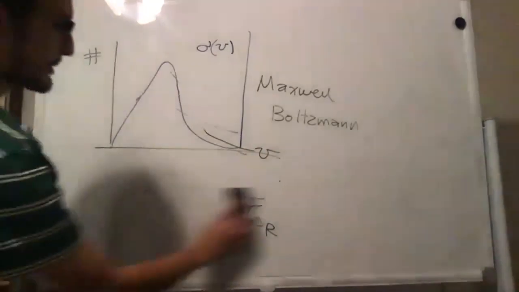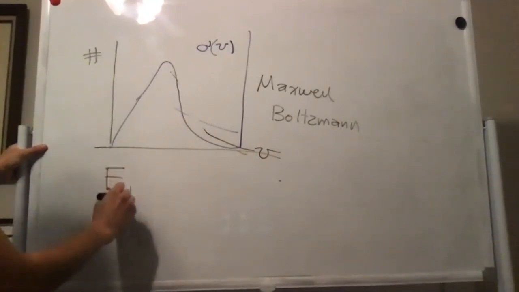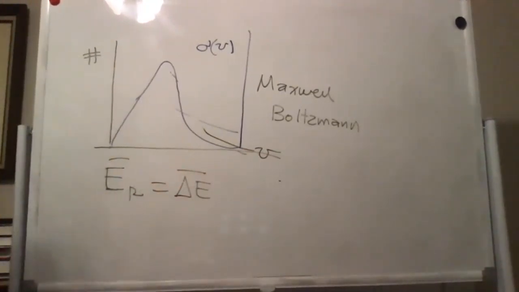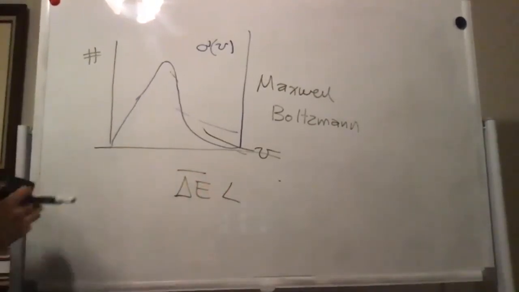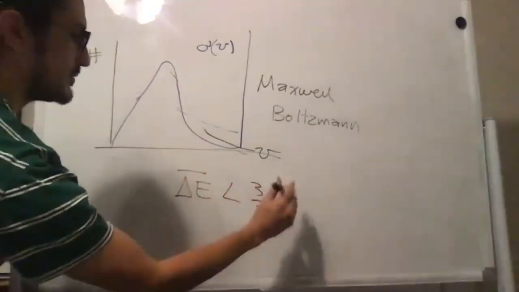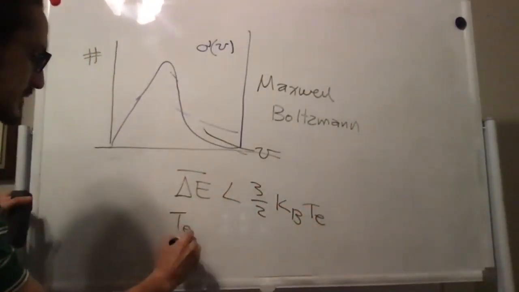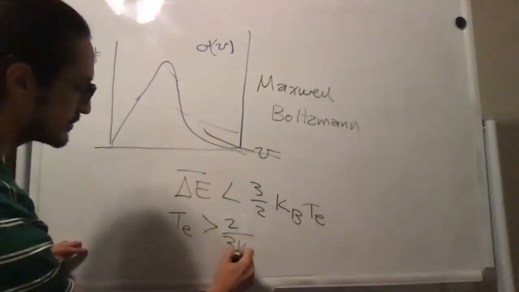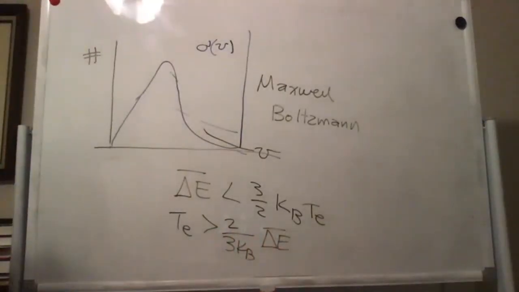So if we want the recombination energy to be equal to the change in energy due to photoionization, then this will have to be less than 3/2 k_B T_E, which means that the electronic temperature has to be greater than 2/3 k_B times the change in energy due to photoionization.